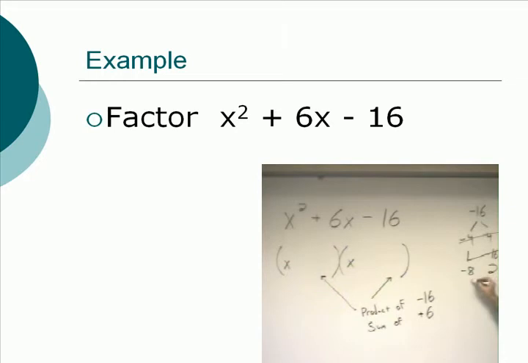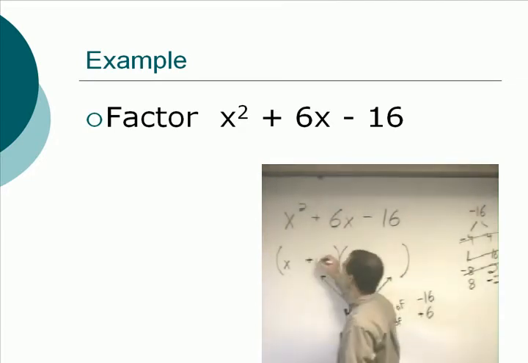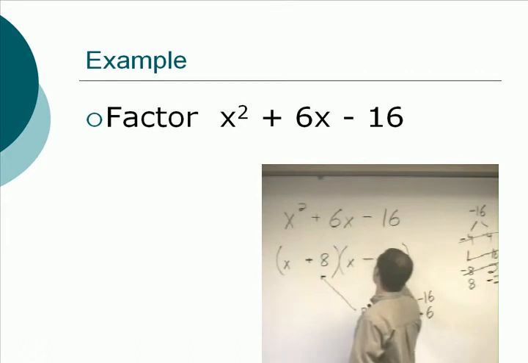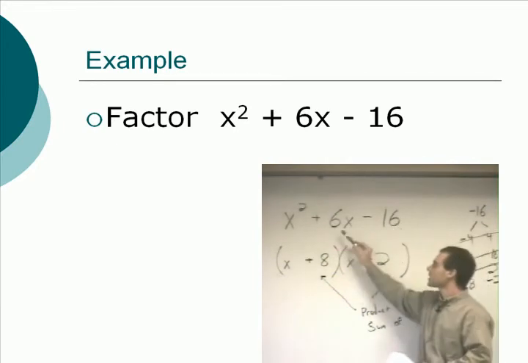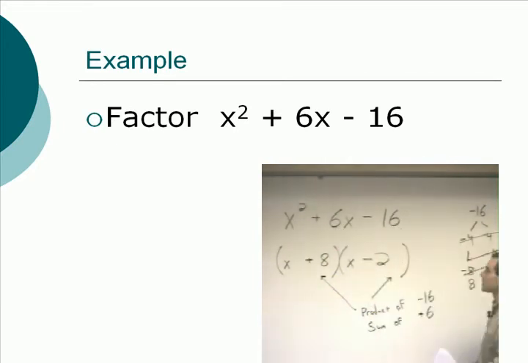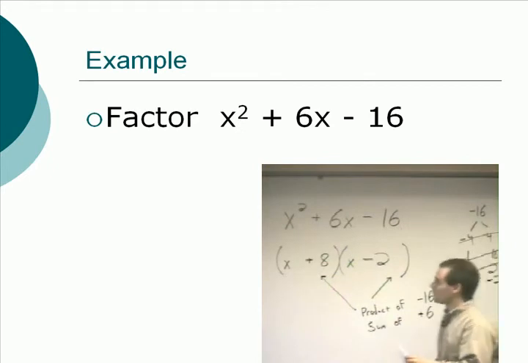But 8 and negative 2 add up to 6 and have a product of negative 16. There they are. So x plus 8, x minus 2, and it's factored. They have a product of negative 16; they have to multiply to give you the last term. They have to add up to give you the b coefficient. And we're done. That one's factored.